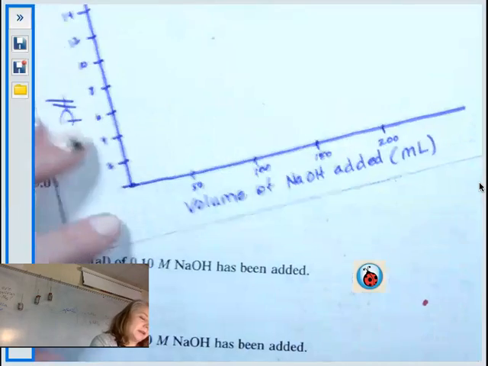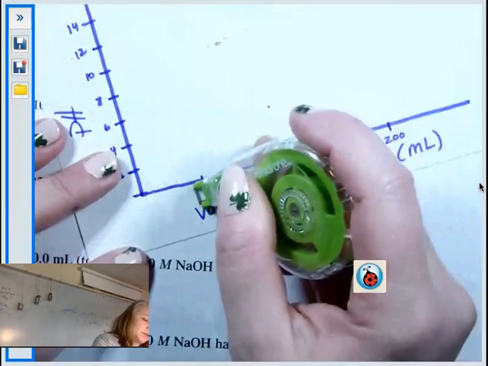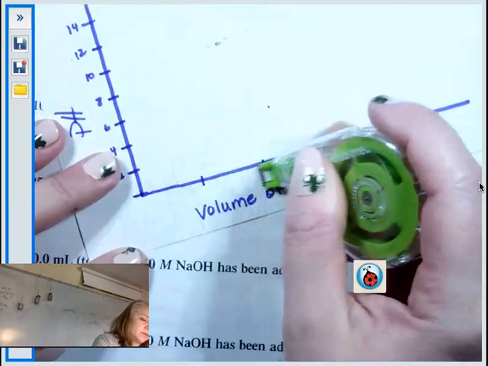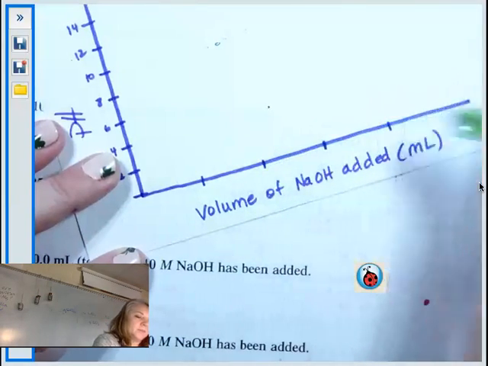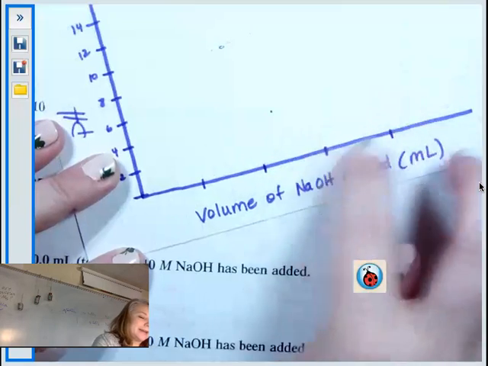Oh, but it's how much is added, though. Yeah, 50 plus 75. That's a total. But on the x-axis, this is how much is added, not total volume.